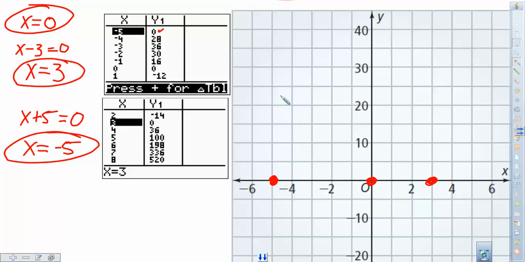(-4, 28) would put you, what, right about here, wouldn't it? (-3, 36) puts you about right there. (-2, 30), feel pretty confident that it's right there. (-1, 16)? Put you about right there. See how we've already graphed (0, 0)? And now I need (1, -12). Check. (2, -14). Check. And then (3, 0).